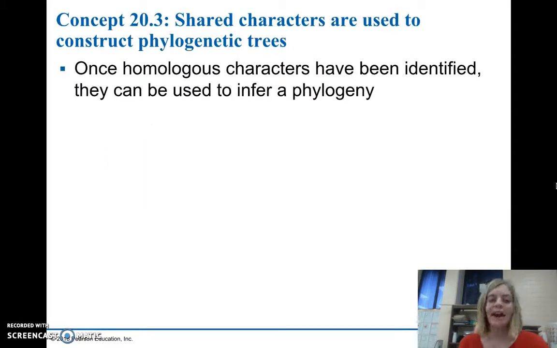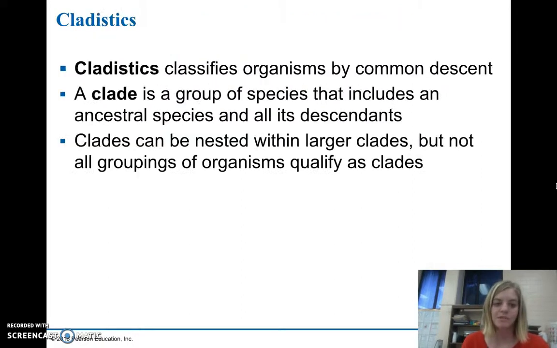Then we can talk about how they actually build these trees. So once they identify homologous structures, the systematists can use them to infer what a phylogeny could potentially look like between organisms. And this process is known as cladistics. So this is how we build phylogenetic trees.